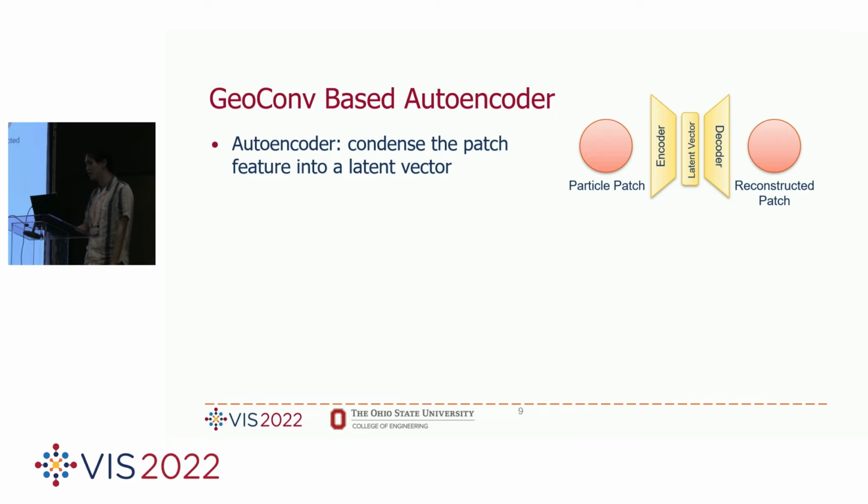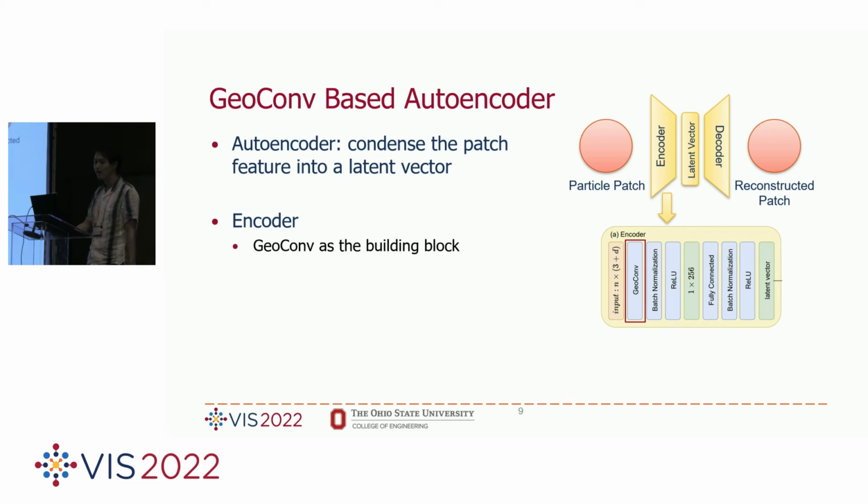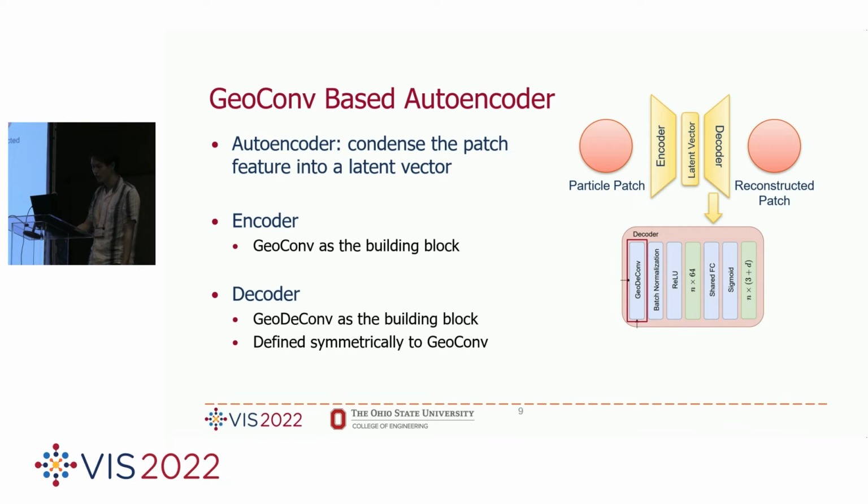We use the autoencoder architecture to condense the patch feature from the geometric convolution I introduced in the last step into a latent vector. In the encoder part of the architecture, the introduced geoconv is used as a building block, while in the decoder part, we use geometric deconvolution, which is defined symmetrically to the geometric convolution. Details about geometric deconvolution can be found in our paper.